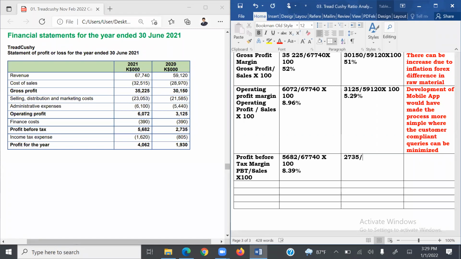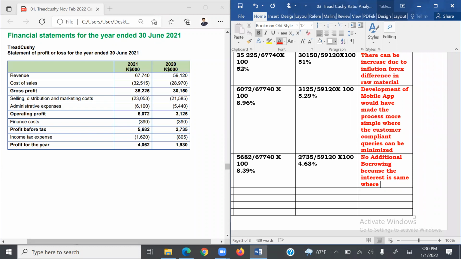2735 divided by 59120 into 100. So let's do that once again. That is 2735 divided by 59120 into 100. The margin in this case, I think, is 4.63 percentage, if I'm not mistaken. So students, again, the main reason I can specifically say is no additional borrowing, because interest is remaining the same. No additional borrowing, because the interest is the same.